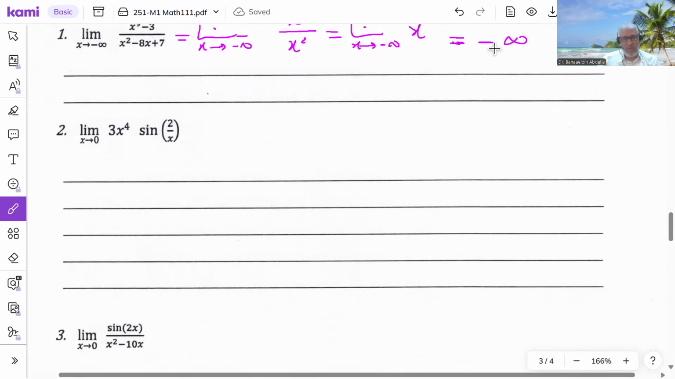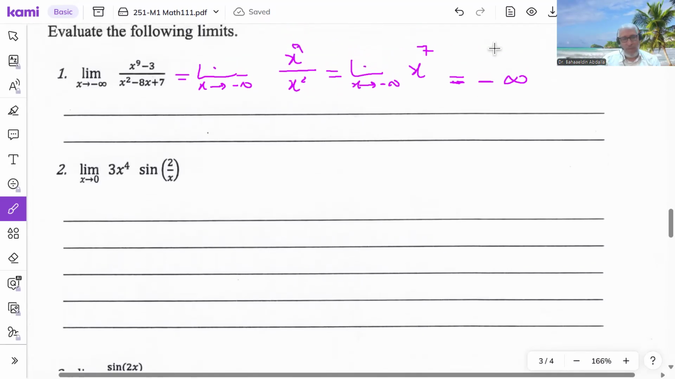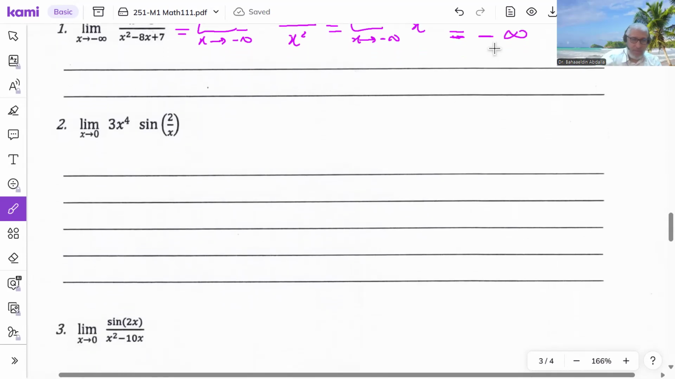Here I have x to the power 4 times sine. And if I replace x by 0, 2 over 0 is infinity. Sine of infinity does not exist because sine is oscillating between -1 and 1. So we know that we use the squeeze theorem here.